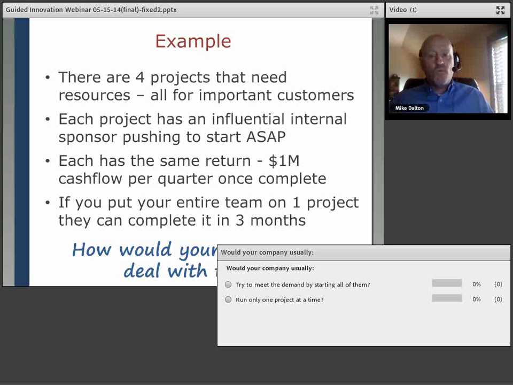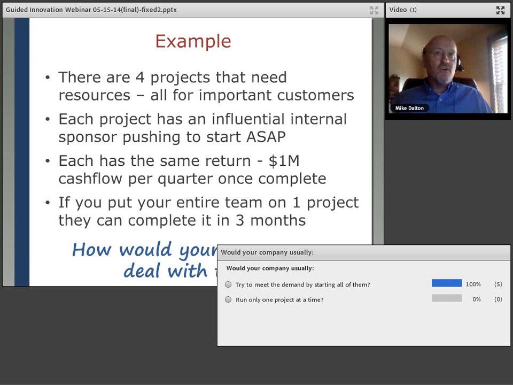And I want to do that with an example here. In the example, we have 4 projects that need resources. And Lisa popped up a poll, so again, you'll need to go out of full screen mode if you are. But we got another poll. There are 4 projects that need resources.